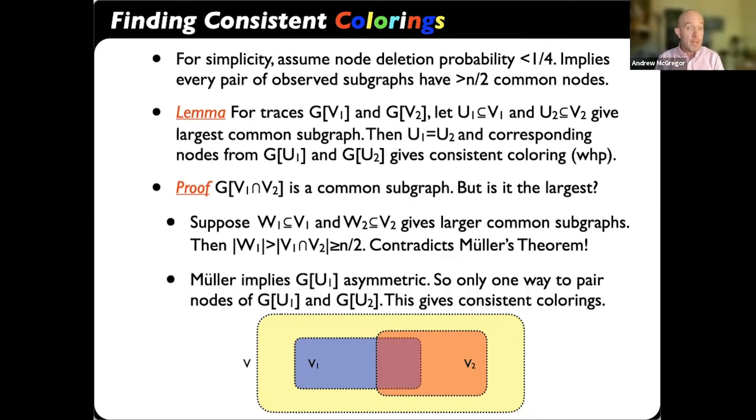Then we use the second part of Muller just to note that U1, this subset of nodes, which is bigger than n over 2, will be asymmetric. So when, let's say, people in the audience are looking at their trace and at the induced graph in V1, and I'm looking at the induced graph in V2, when we've looked for the largest common subgraph, not only are we looking at the same set of nodes, but that subgraph is asymmetric. So there's a unique way to color or label those nodes between the two of us. And so we'll end up with a consistent coloring that way. Okay.